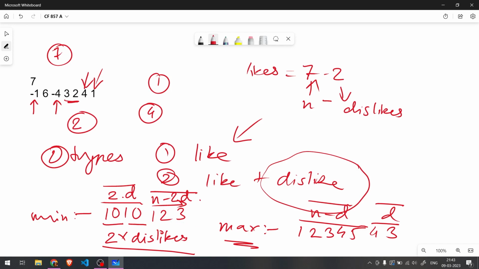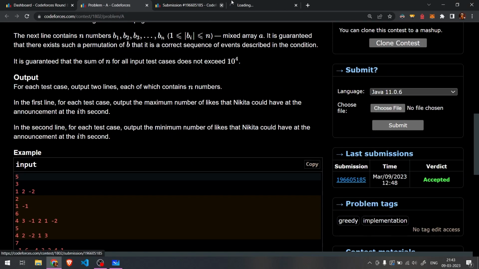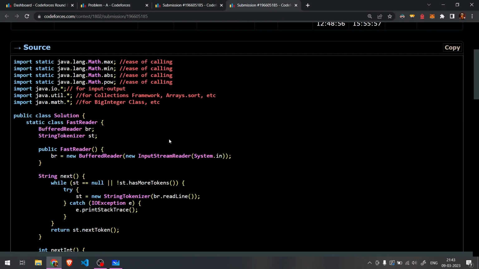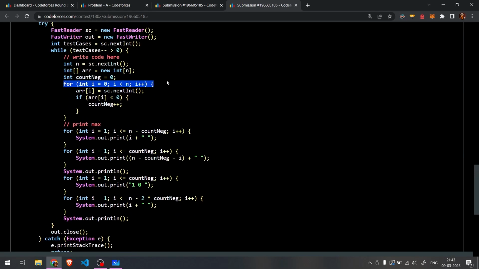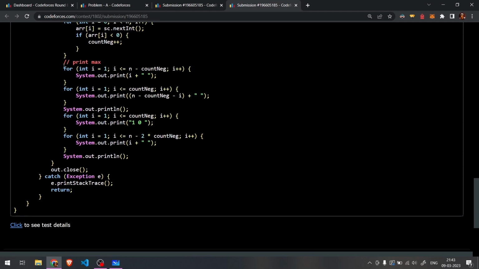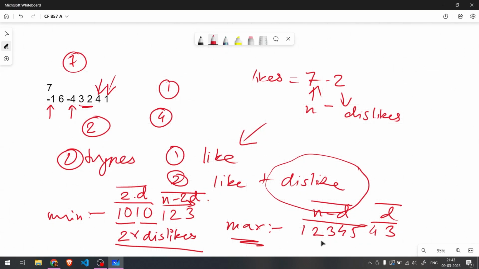So let's look at the code. Let's look at my accepted solution. Yeah, so I've done exactly that. I've taken the input array, and if the array element is negative, then that's a dislike, so I count negatives. And now for the max, we first increase up to n minus d and then decrease up to d.